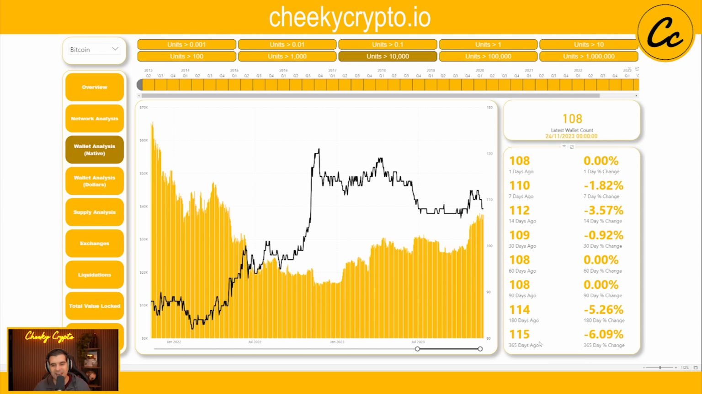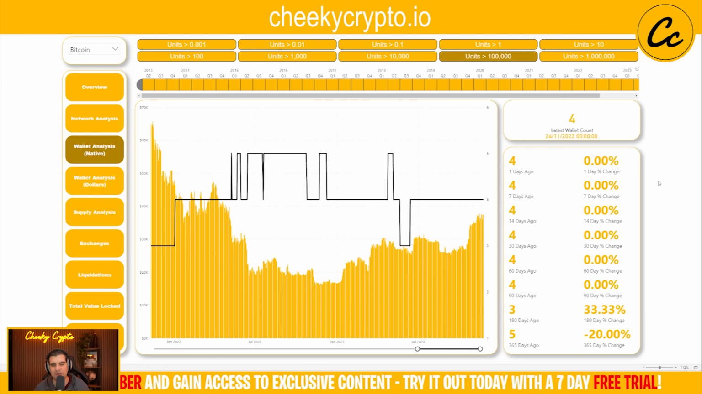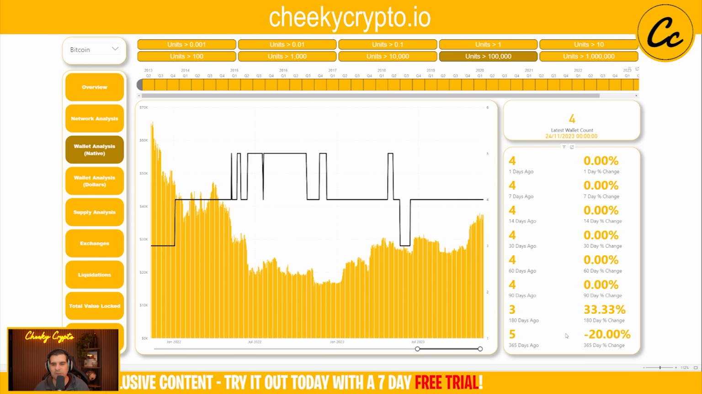Last year, in the last 365 days, you can see that wallets with over 10,000 Bitcoin are actually down 6.09%. They're not backing the move to the upside. In the last 180 days, it's down 5.26%. So there's no positivity to be seen here on the 10,000 Bitcoin per wallet side of things. Even if we take a look at the likes of MicroStrategy at 100,000 Bitcoin or more, there are 4 wallets here. They've been fluctuating up and down, but they have remained pretty static at 4 wallets. You can argue that in the last year we actually lost one of these wallets altogether. It's negative 20%.